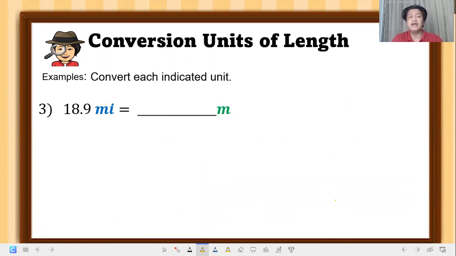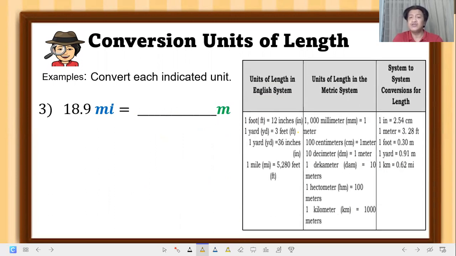Okay, let's have number 3. I have here 18.9 miles or mi is equal to how many meters? Okay, so the first thing that you are going to do is take a look at the table, and then you are going to write into dimensional analysis. You are going to multiply this to the unit fraction. Okay, but take note, from miles kasi going to meter. So, ibig sabihin yan, gagamit tayo ng dalawang conversion factor to come up with meter.